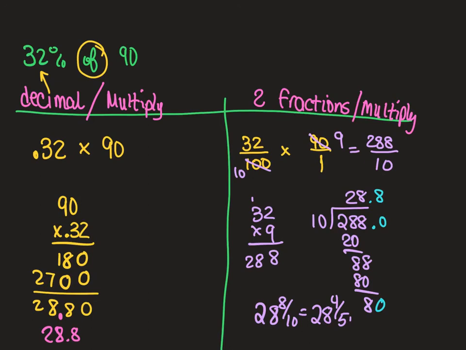So, change this to a decimal by hopping backwards twice and multiply, or do two fractions. It's always out of 100, and here's my second number. Cross cancel if you can. Straight across. You'll have to do some division probably, mixed number, or a decimal in the end. Either one is good. So you decide which method you like.